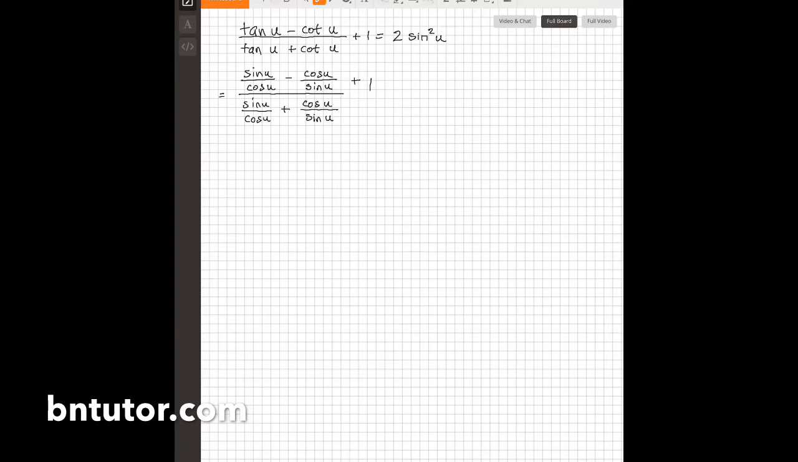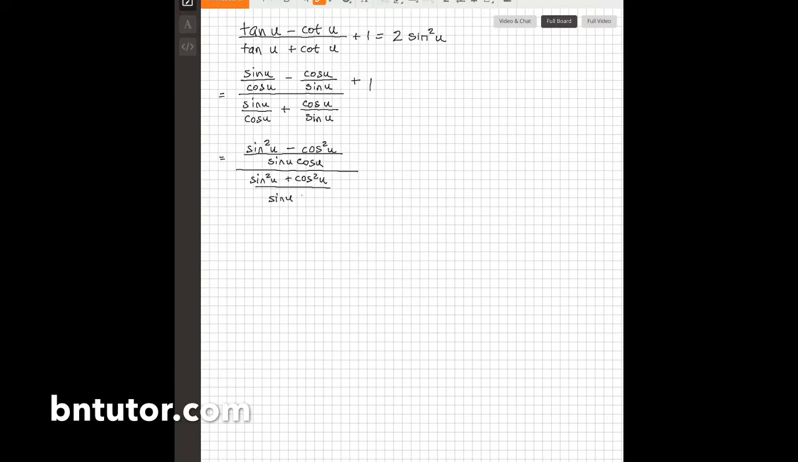For example, the upper left-hand fraction of sine over cosine would need to get multiplied by sine on top and on bottom in order to get a common denominator of sine of u times cosine of u. We end up with sine squared of u minus cosine squared of u over sine of u times cosine of u. We'll follow a similar pattern in the denominator. Again, here the common denominator can be sine times cosine. So for example, we multiply that first fraction, the numerator and denominator, by sine in order to make them match up.